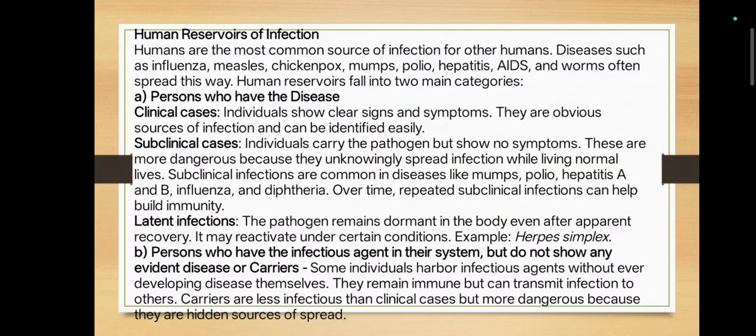Over time, repeated subclinical infections can help build immunity. And third one is latent infections. The pathogen remains dormant in the body even after apparent recovery. It may reactivate under certain conditions. Example, herpes simplex. And second type is persons who have the infectious agent in their system but do not show any evident disease, or carriers.